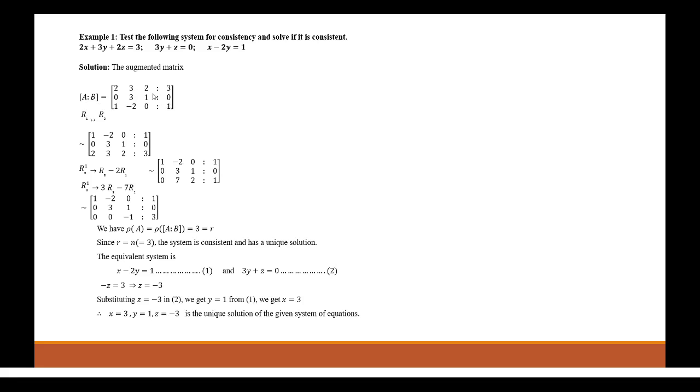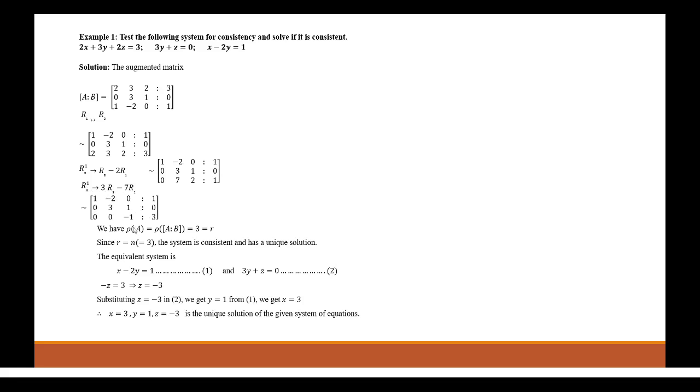Then reduce this augmented matrix to echelon form by operating elementary row operations. In the first step, in R1 to R3, the first element must be unique. Then apply the elementary row operations: R2 dash is R2 minus R1, R3 dash is R3 minus 2 R1. Then we get the equivalent matrices. Again operate R3 dash is 3 R3 minus 7 R2. We get this final matrix.